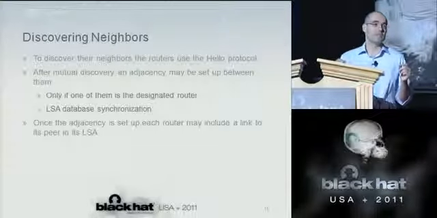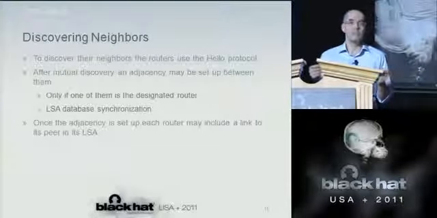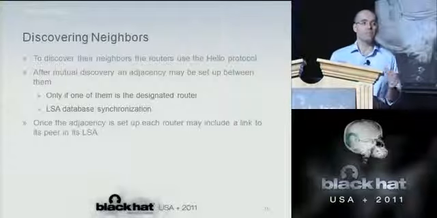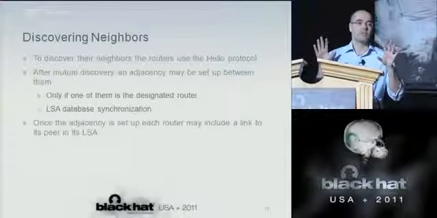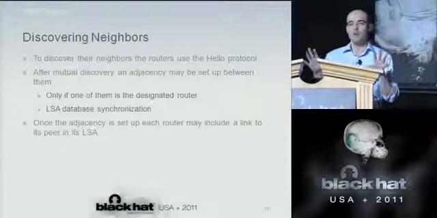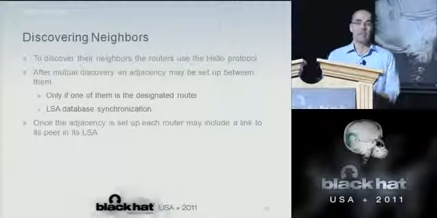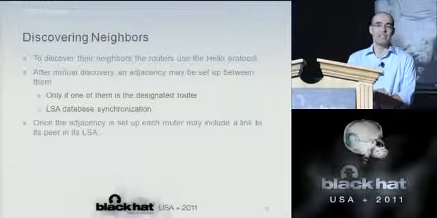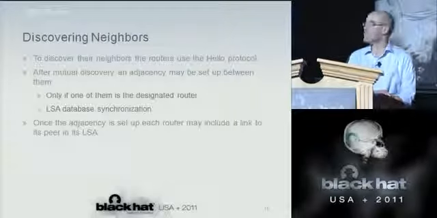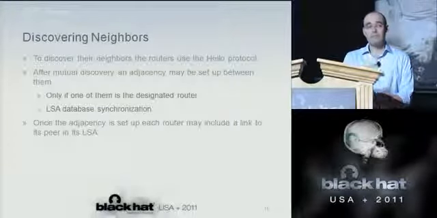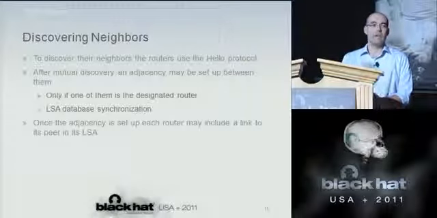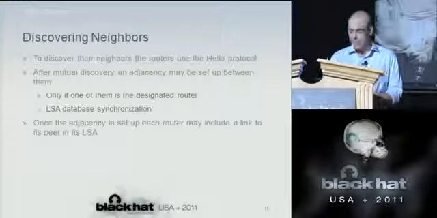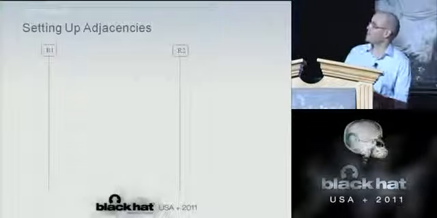Now, two neighboring routers, which have now discovered each other, possibly can now set up an adjacency between them. The purpose of an adjacency is to make sure that the two routers have the exact same copies of their LSA DBs. And not every two neighboring routers set up this adjacency, only if one of them is a designated router or if they are connected over a point-to-point link. And after they've set up an adjacency, they can now include in their LSA a link to the other router. Let's see an example of how setting up an adjacency works out.